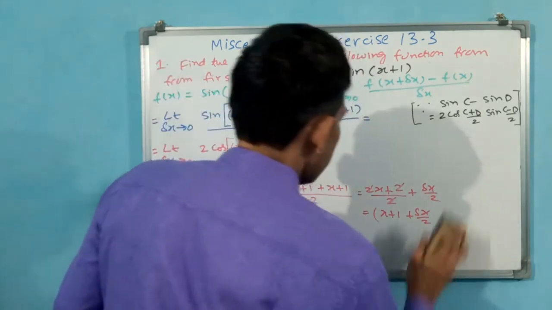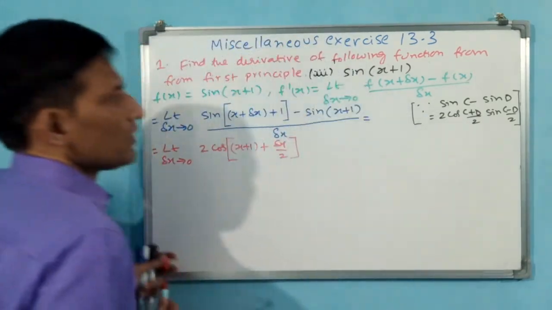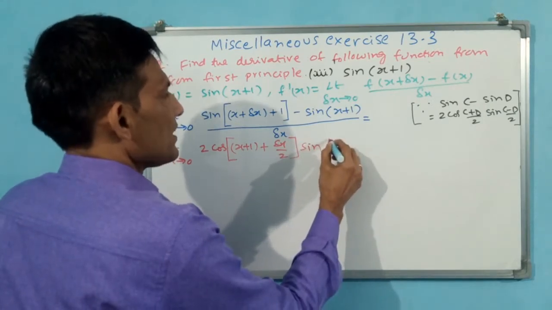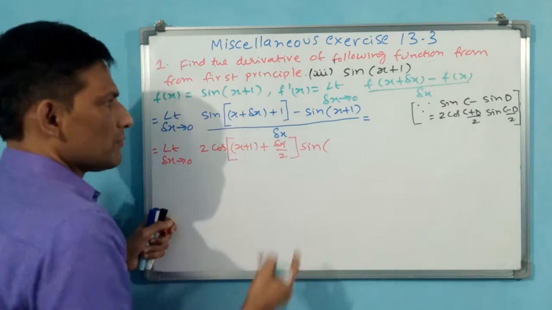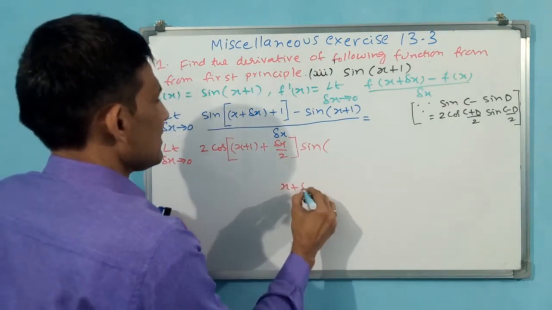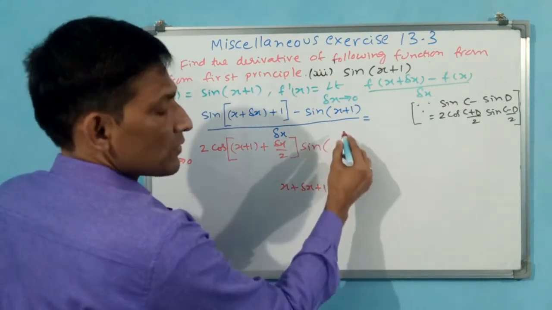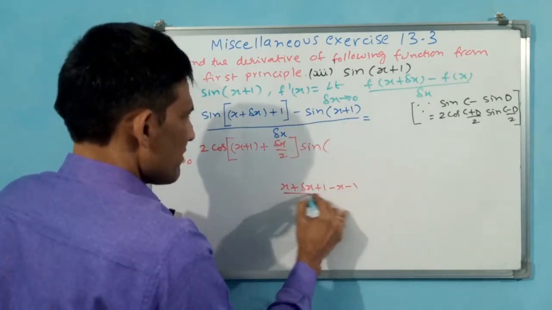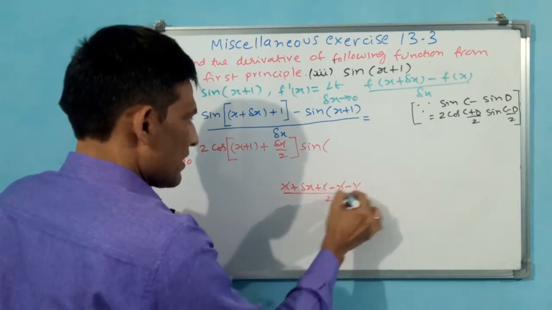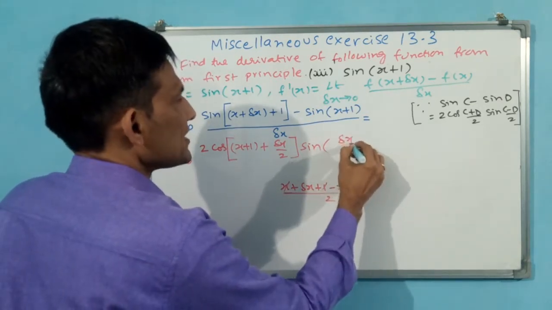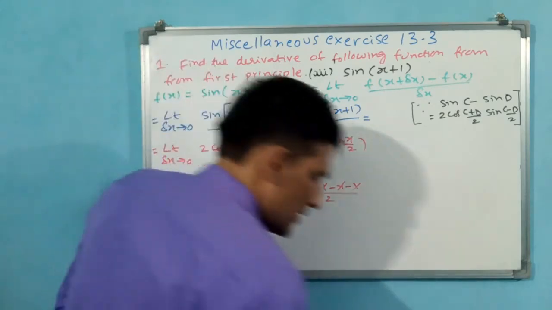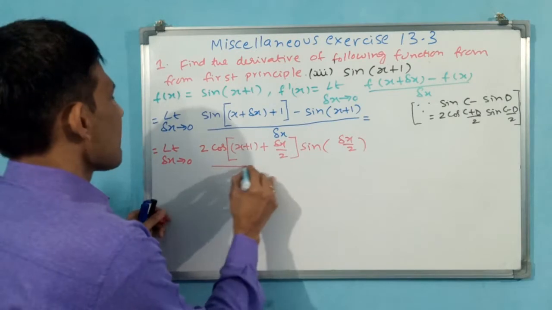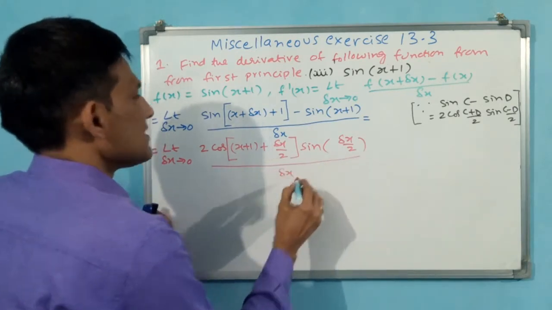Again you write for minus also. Sin, this is cos, sin c minus d by 2. Here you see only delta x by 2 will come. How? x plus delta x plus 1, minus of minus d means minus x minus 1, minus x minus 1, divided by 2. The x and 1 are going to get cancelled. Delta x by 2. Okay, divided by delta x is there.